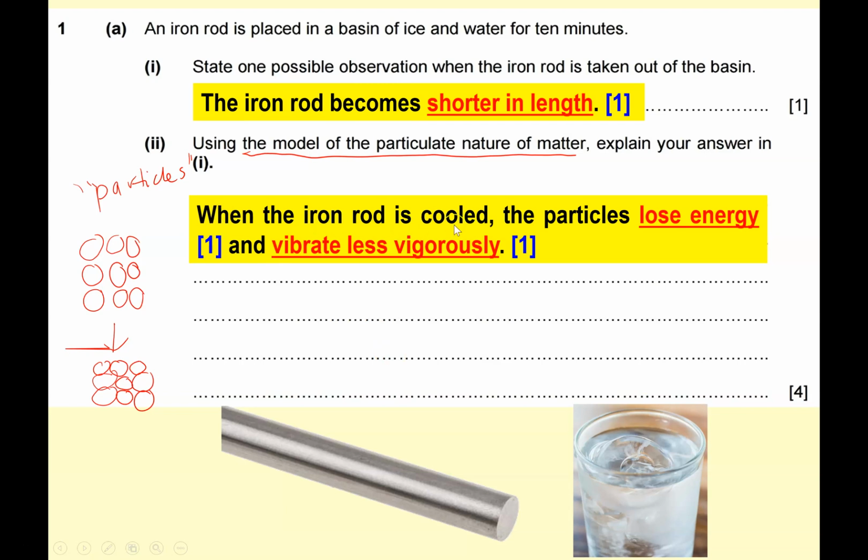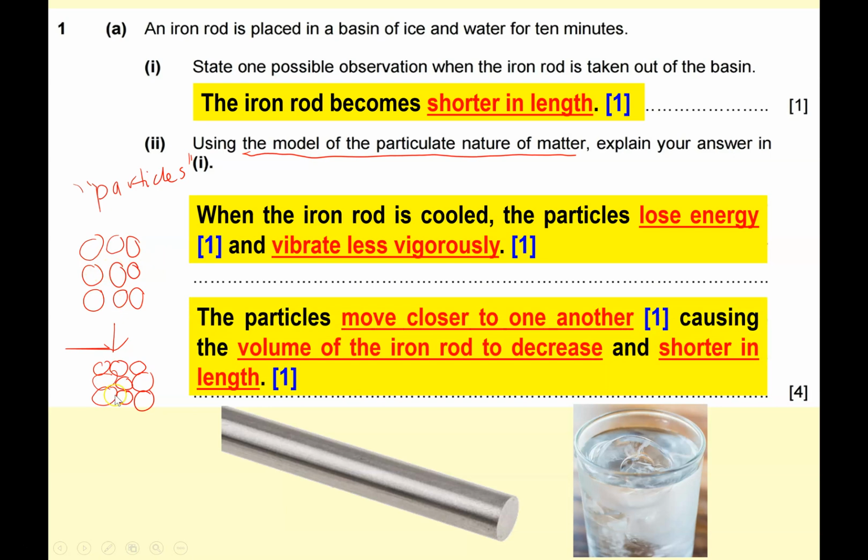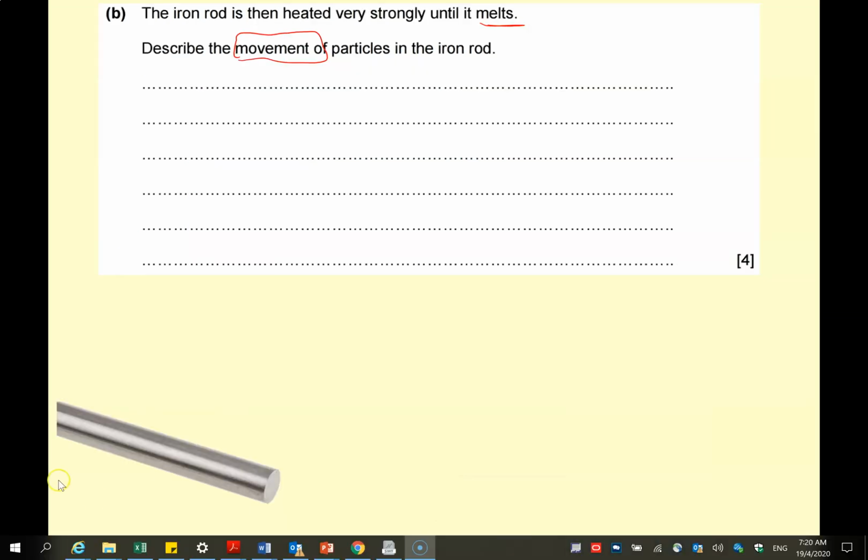When the iron rod is cool, the particles lose energy and they vibrate less vigorously. So the particles move closer to one another, causing the volume of the iron rod to decrease. One thing to take note is the size of the particles should not change.